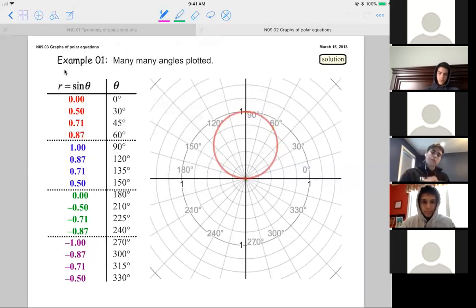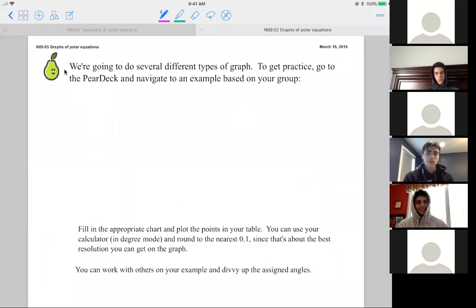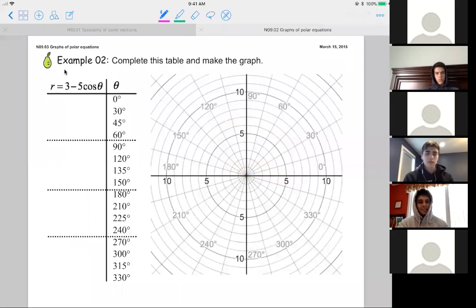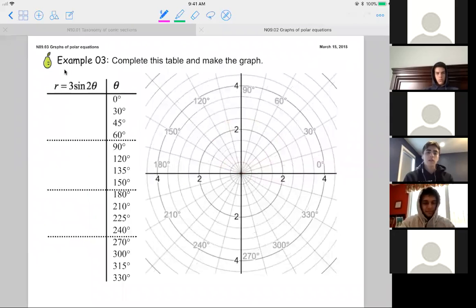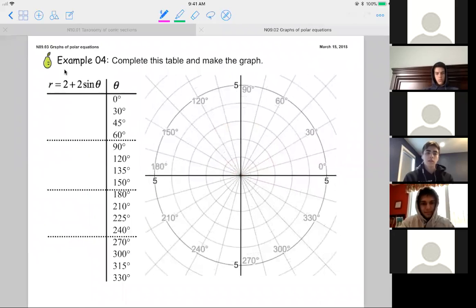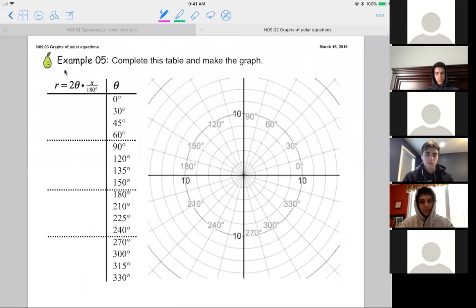after all that work. But what we're going to do now, and I'm going to go really quickly through, but don't feel like you're supposed to read these. We were going to break into groups and do 4 different equations. This 3 minus 5 cos, this 3 sine 2 theta, 2 plus 2 sine theta, and 2 theta times the conversion factor.